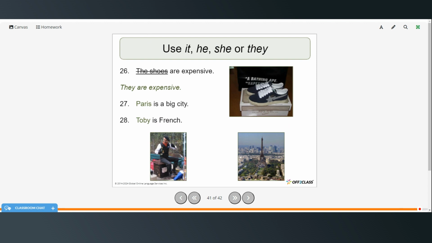All right, so now you can change the subject from nouns to the correct pronoun. So instead of saying the shoes are expensive, you could say they are expensive. Paris is a big city. You would replace Paris with it. And Toby is French. Toby is a man, so we would say he is French.